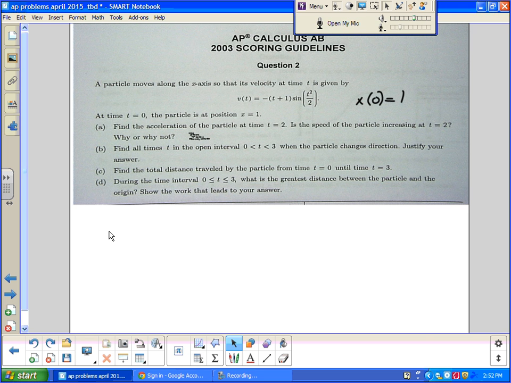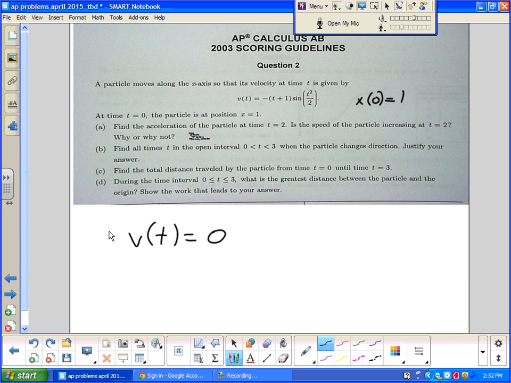Question B. Find all times t in the open interval 0 to 3 when the particle changes direction. Justify your answer. Okay, guys. A change in direction occurs when there's a change in the sign of the velocity, right? So if you're going to find all the spots, you got to set that equal to 0. So you need to find all the zeros of V of t equals 0. So the first thing, write that you want to find the zeros. All right. So I want to find this.